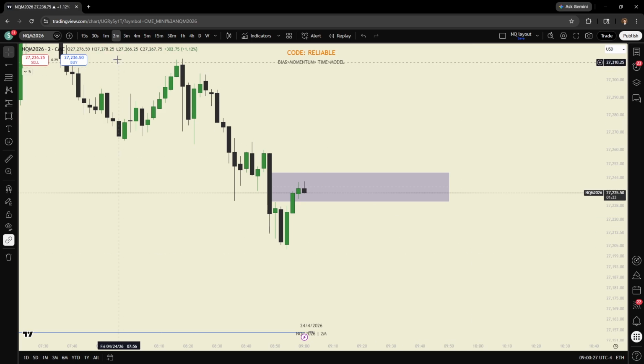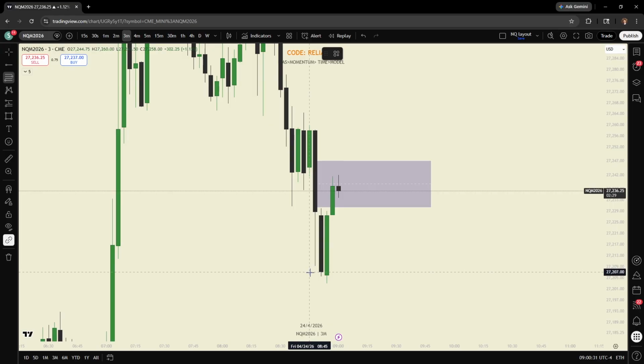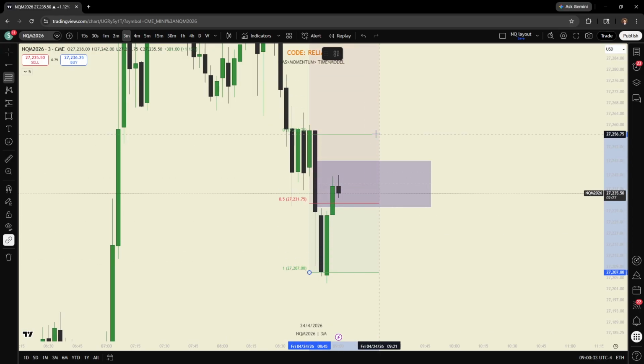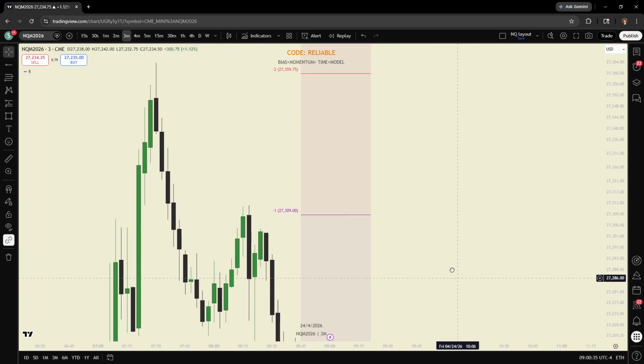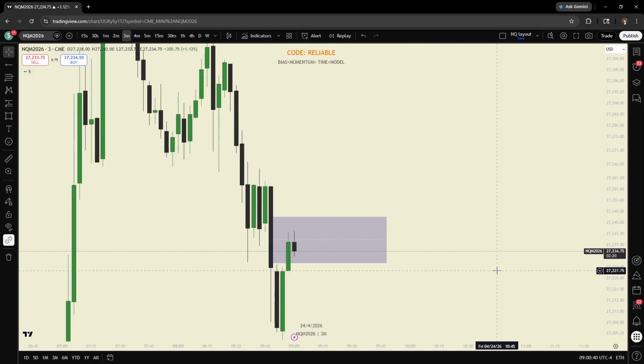How do I draw my fib projections? I use the bodies of the manipulation leg, and whichever's the last manipulation leg, usually confirmed by a CISD, is where I think price will go. But until we get the CISD, there's no real confirmation that we'll use that manipulation leg as our leg to use for projecting where price will go next.